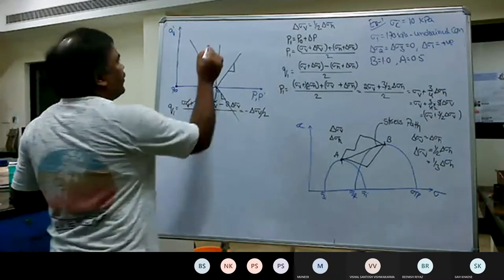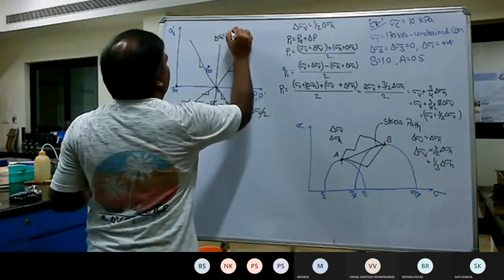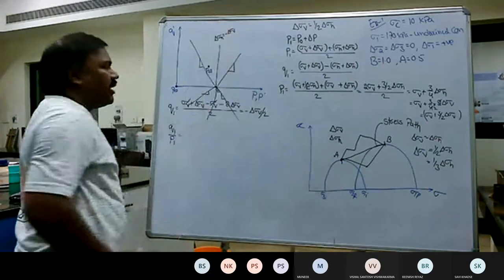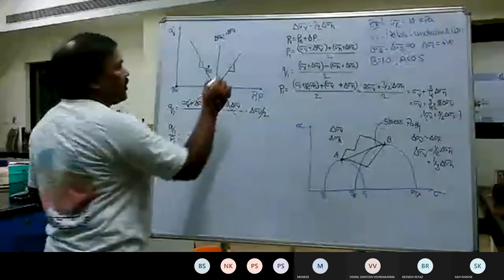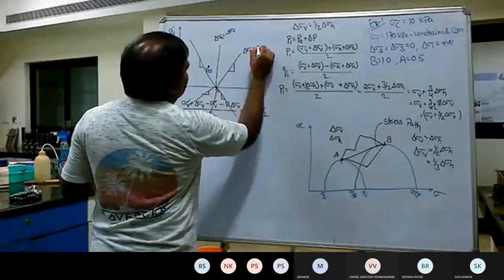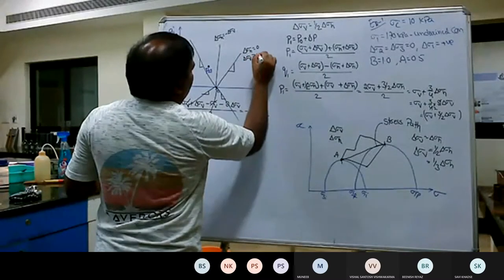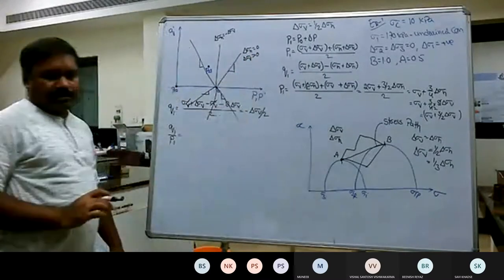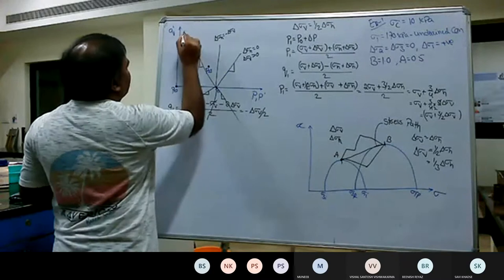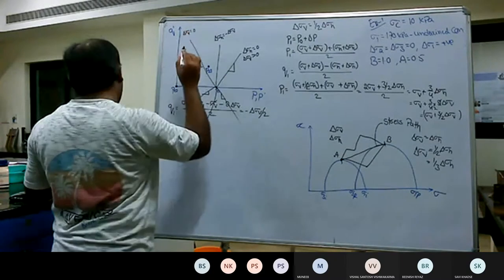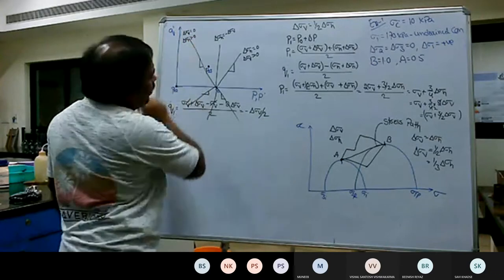See, for example, if delta sigma h is equal to minus delta sigma v, then it moves in the vertical direction. On the other hand, if delta sigma h is 0 and delta sigma v is greater than 0, then you will get this inclined line. On the other hand, suppose you keep delta sigma v as 0 and delta sigma h greater than 0, then you will get this sloped line or this stress path.